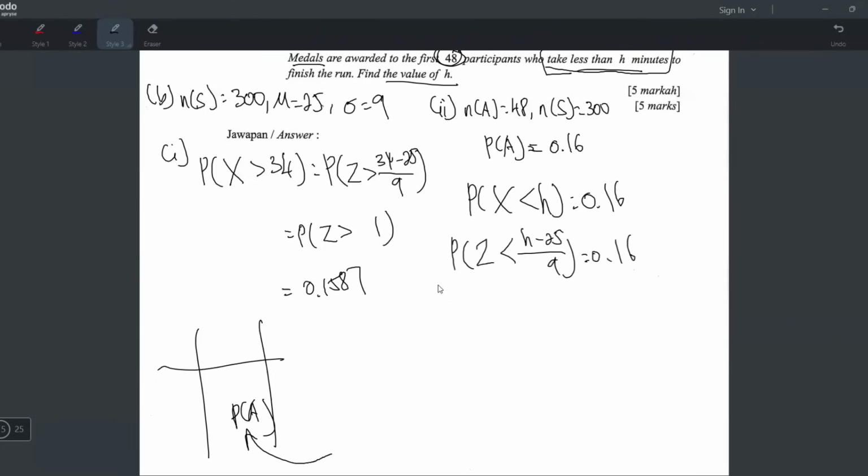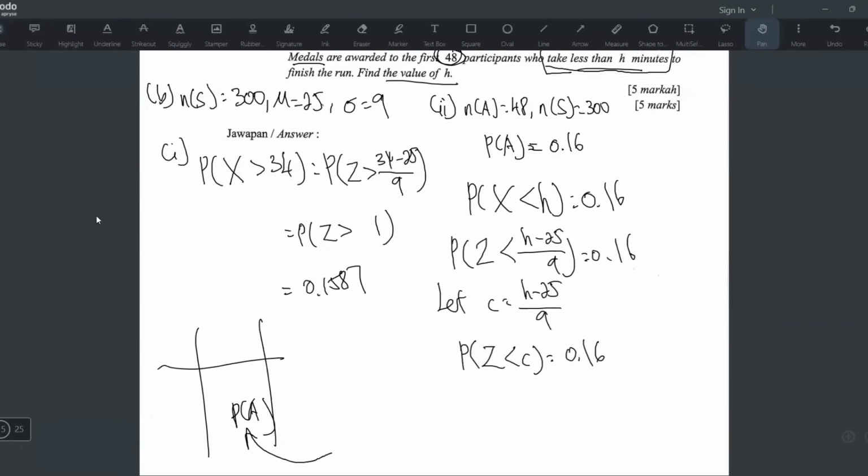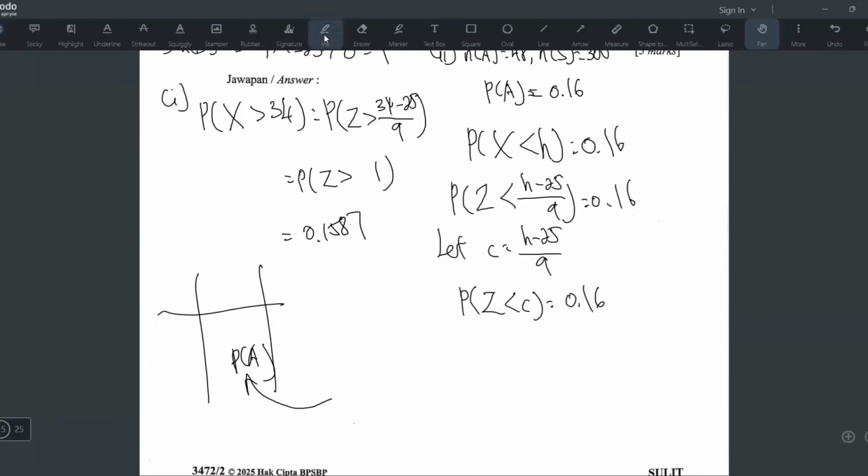And if you cannot do it from the inside, I always teach my students: let C equal (H minus 25) over 9, and then rewrite the whole thing. P(Z smaller than C) equals 0.16. When you reach here, you have to draw. You cannot read the table yet, because to read the table you must make sure it's Z bigger positive. Now it's Z smaller, and also I don't know whether C is positive or negative. That's why you cannot read, you have to draw.